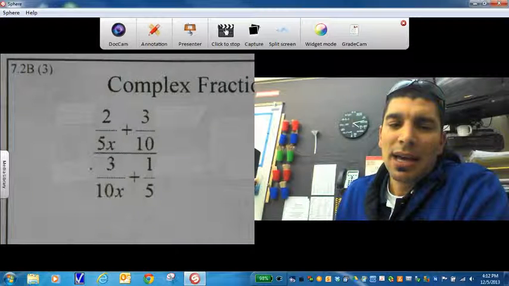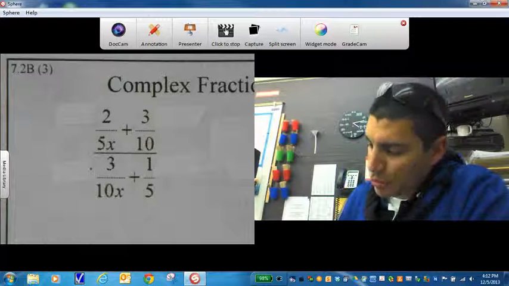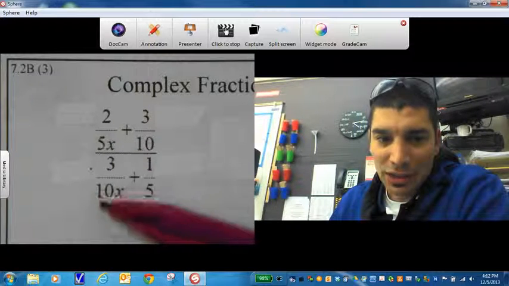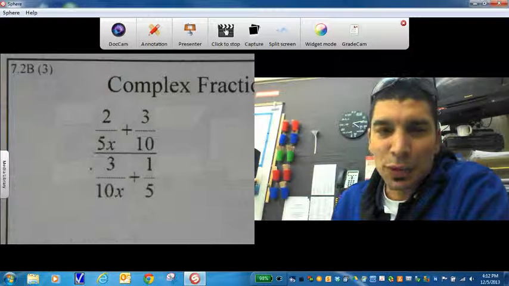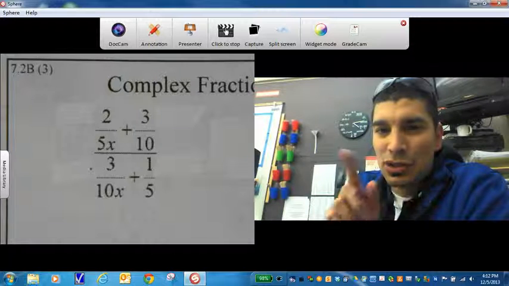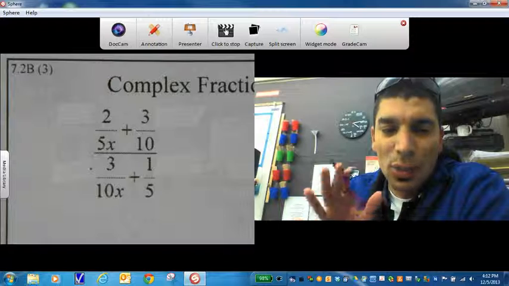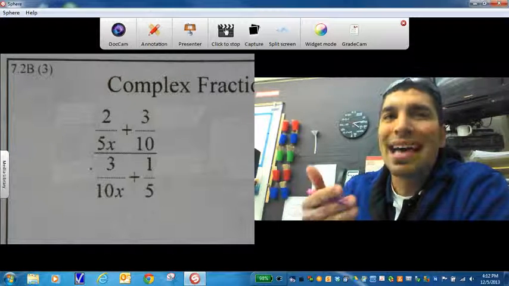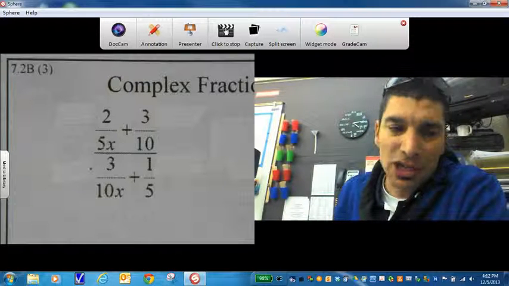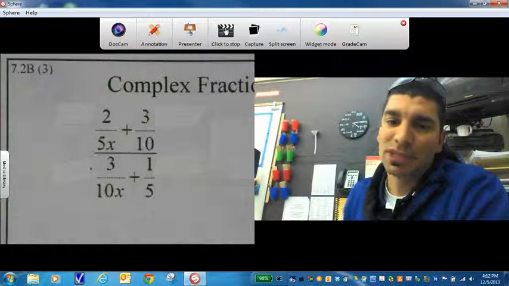So this is a complex fraction. A complex fraction is where you have a fraction over a fraction. In Algebra 2 and in higher level mathematics, you cannot leave your answers with complex fractions. So it's the one thing you need to learn how to do that you will use for those of you moving on into advanced math next year. You will have to know how to clear complex fractions.